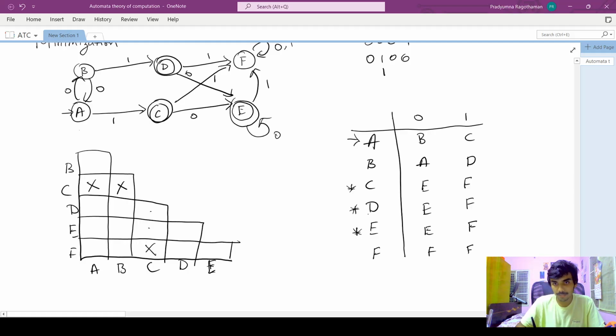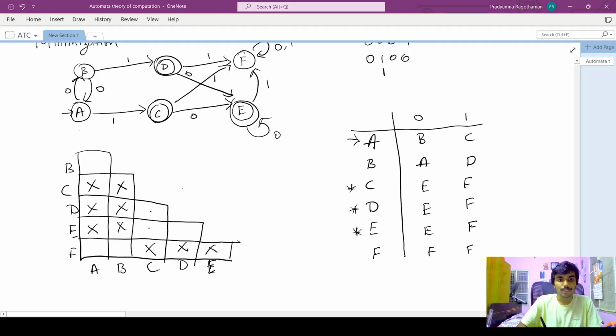The next final state we'll take is D. Here D is a final state, but A is not a final state, B is not a final state. Here as well D is a final state, but F is not a final state. Again the same for E. E is a final state, but A is not a final state, B is not a final state, and F is not a final state. So the first step in the table filling algorithm is done.